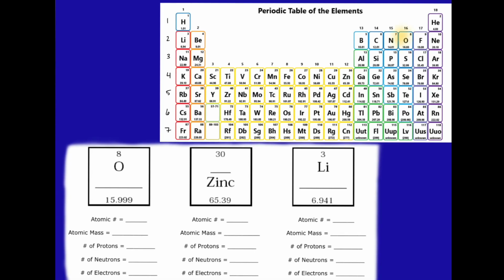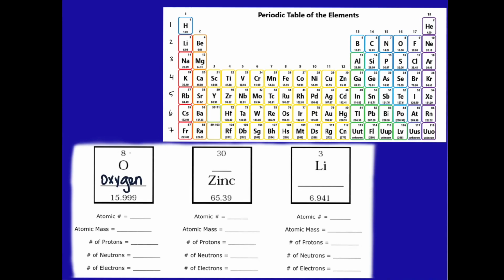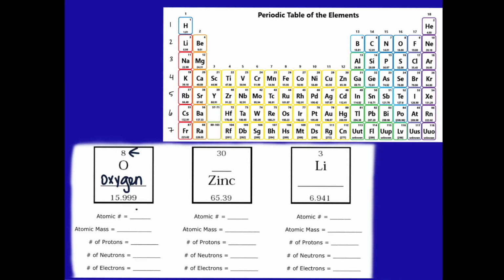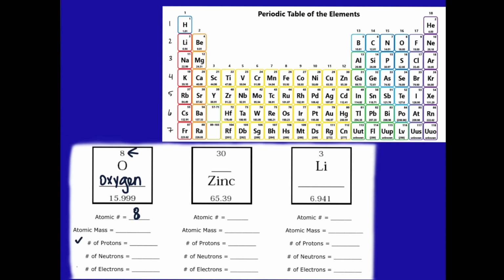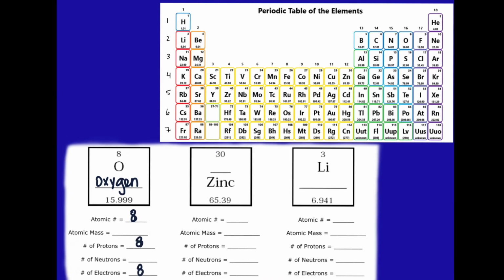You will need to use a periodic table to complete the following. So let's look at oxygen. In the blank, you'll write the name, oxygen, and then we're going to fill in the numbers underneath it. So 8, we learned, is the atomic number, but it is also your number of protons and your number of electrons. So you can go ahead and fill that in.